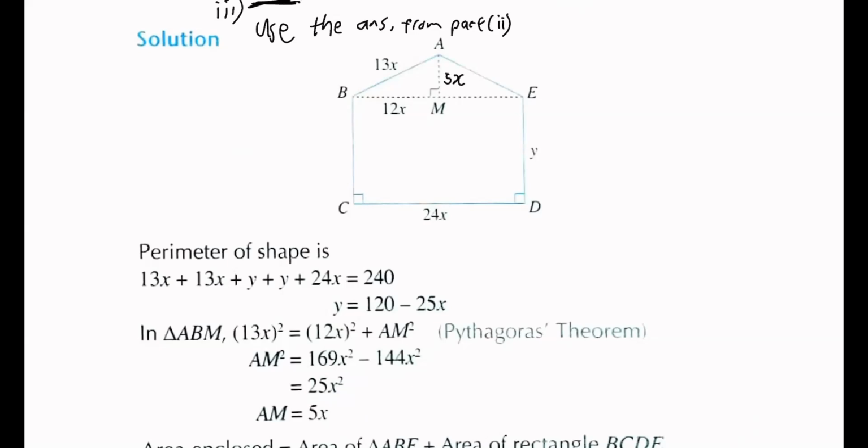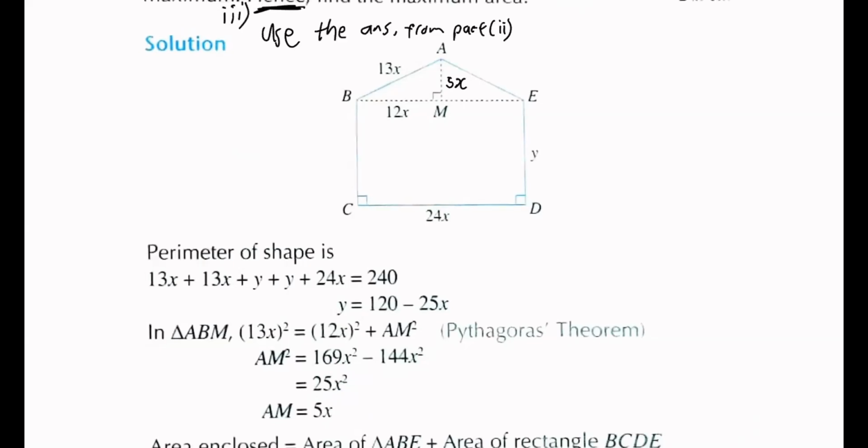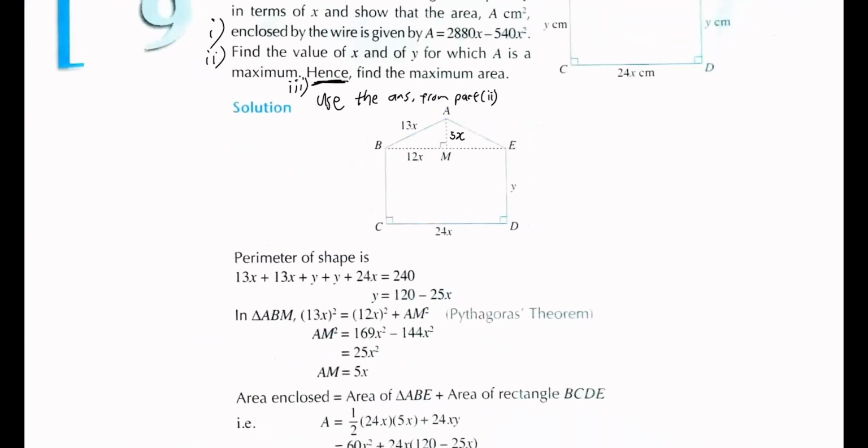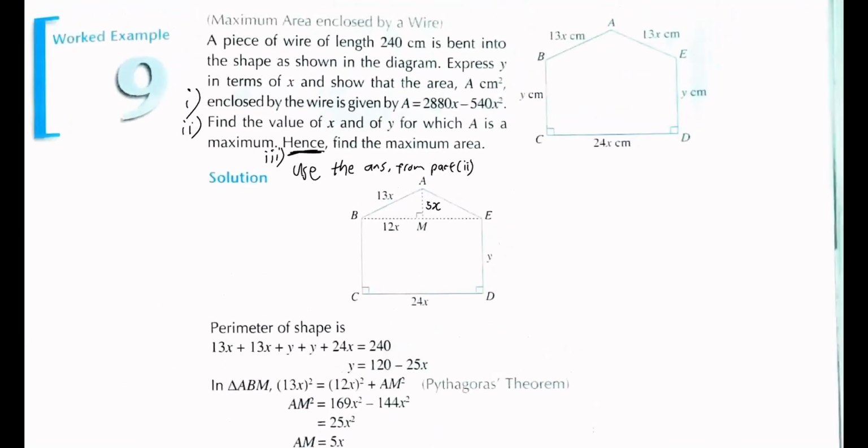Okay, not done yet. So what else we know? We know that the perimeter of this shape, here, you know what's perimeter, right?